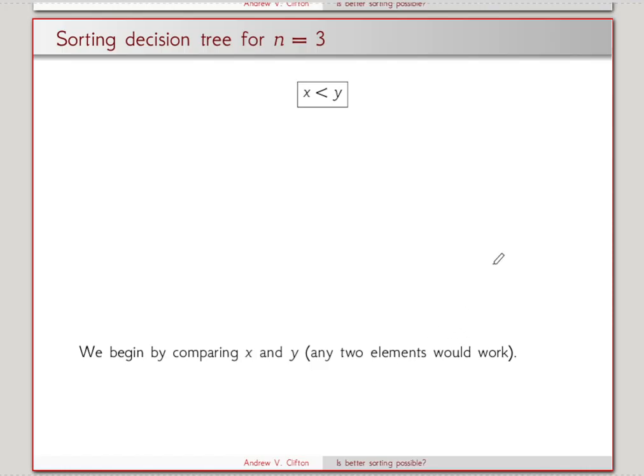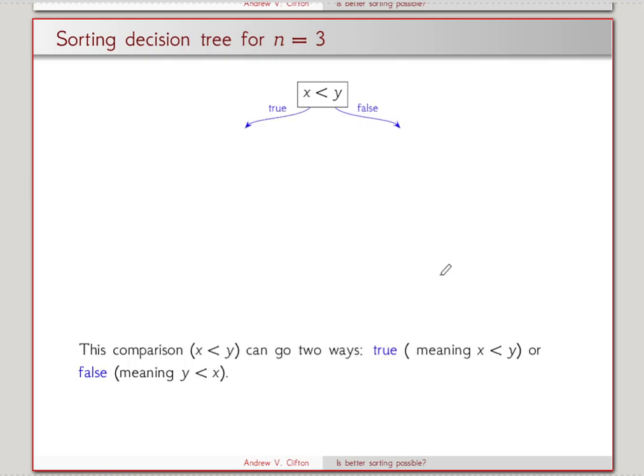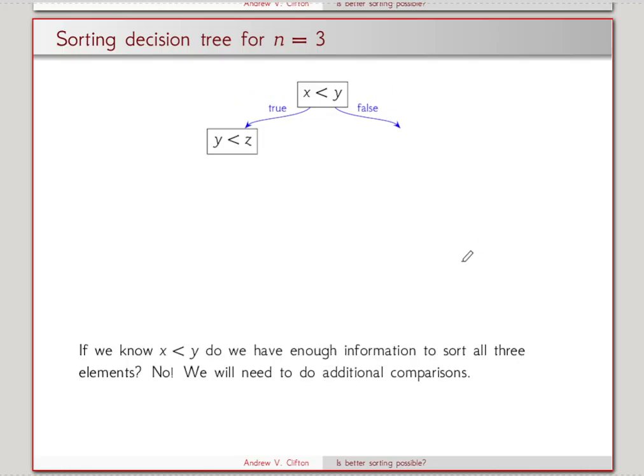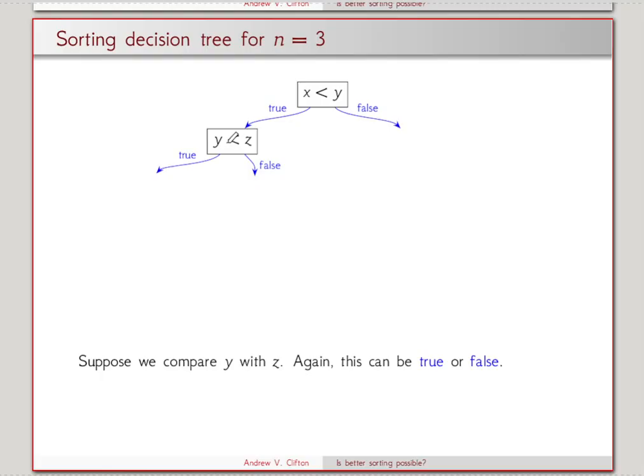We'll start with, you can compare any 2 elements here, but we'll just compare the first 2, x and y. That can go true or false. True means that over here, x is less than y, and over here, that means that y is less than x. If we go to the left, again we can do another comparison, and then that can go one of 2 ways. So if we know that x is less than y, and if y is less than z also comes up true, then down here we can give an actual answer.